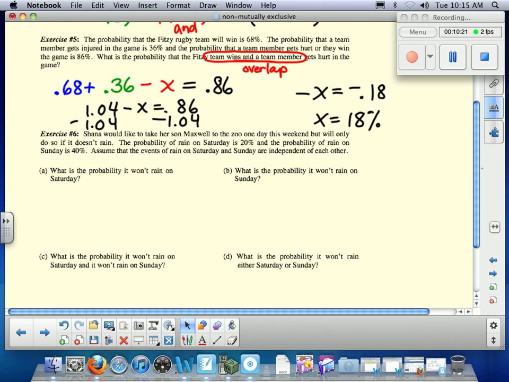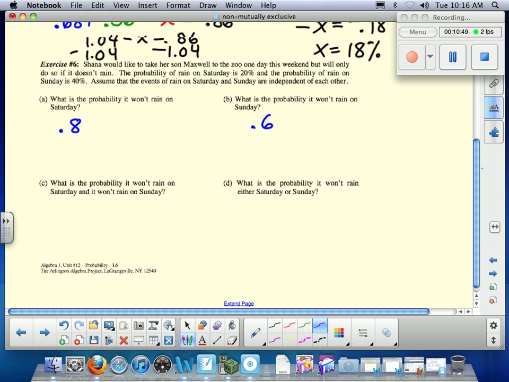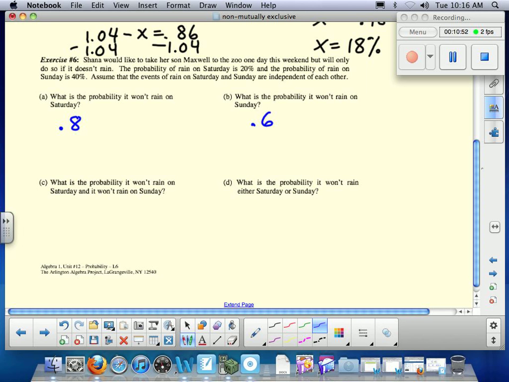Number 6. Shane would like to take her son Maxwell to the zoo, but they're only going to go if it doesn't rain. Well, it better not go today. Probability of rain on Saturday is 20%, probability of rain on Sunday is 40%. Assume that they are independent of each other. So, what's the probability that it won't rain on Saturday? 80%. What's the probability that it won't rain on Sunday? 60%. What is the probability that it won't rain on Saturday and it won't rain on Sunday?